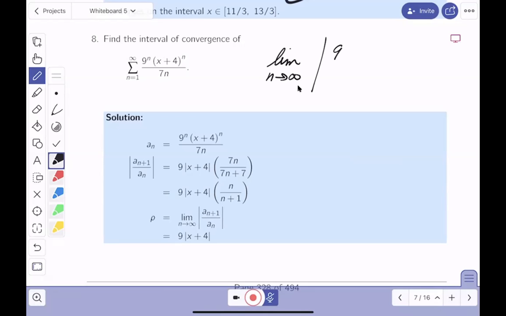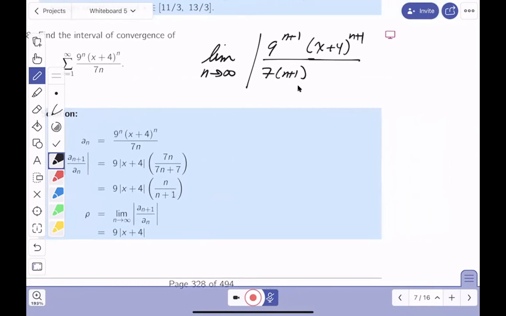So this is going to be 9 to the n plus 1 over 7 times n plus 1. Let's keep going. Times x plus 4 to the n plus 1. And then I got to multiply by the reciprocal. And that's going to be 9 to the n, x plus 4 to the n, we'll simplify that later, and 7n. So what do I notice? A lot of things happen here. Oh, by the way, less than 1. A lot of things are happening.